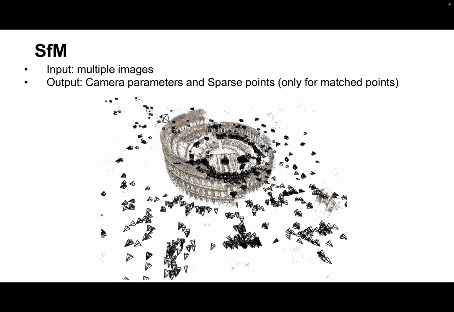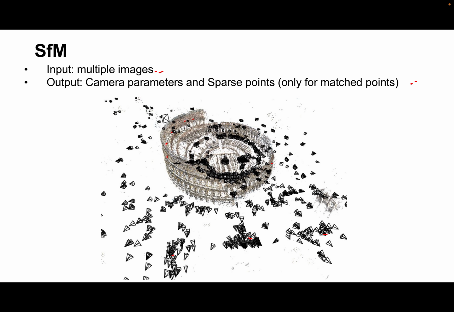So this is the structure from motion result. From multiple images, we input these images, and output the camera parameters and sparse points, only for matched points. That is the reason why we only have sparse points. As you can see, we have very sparse points, only a few, and there are many camera poses.